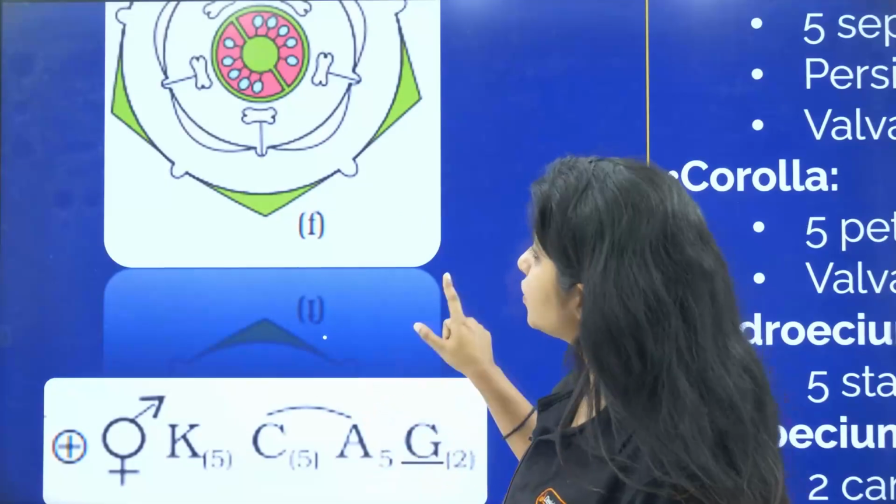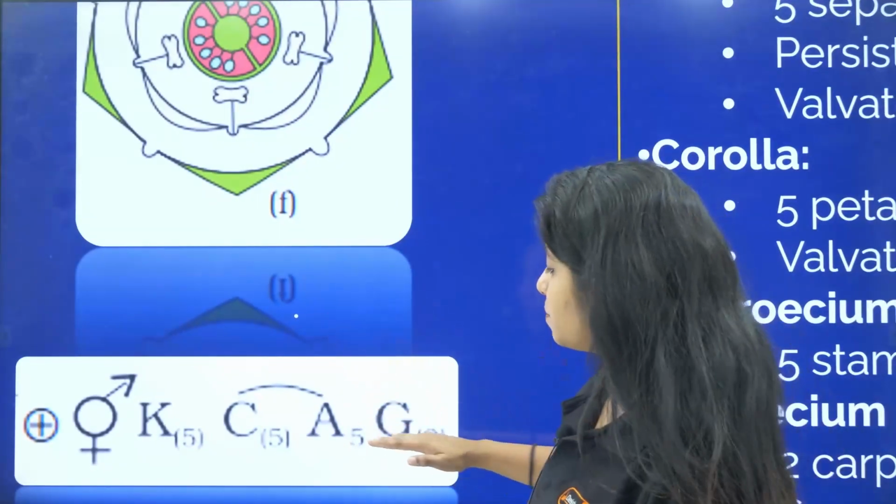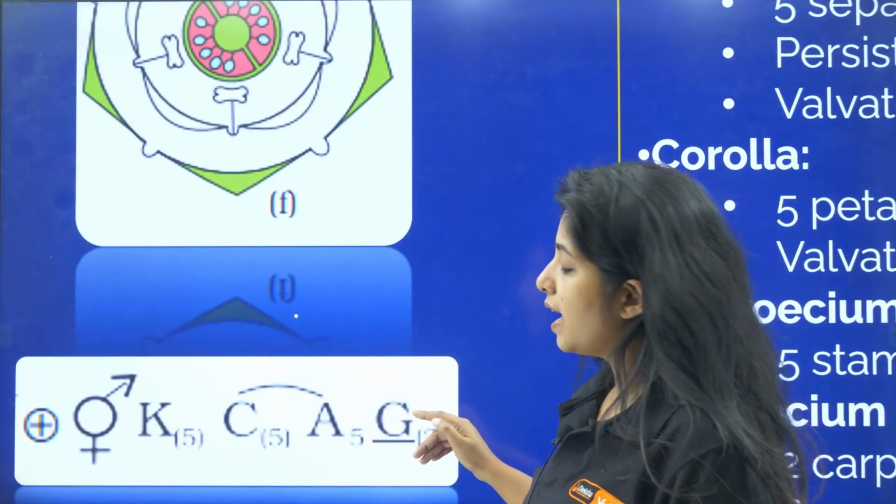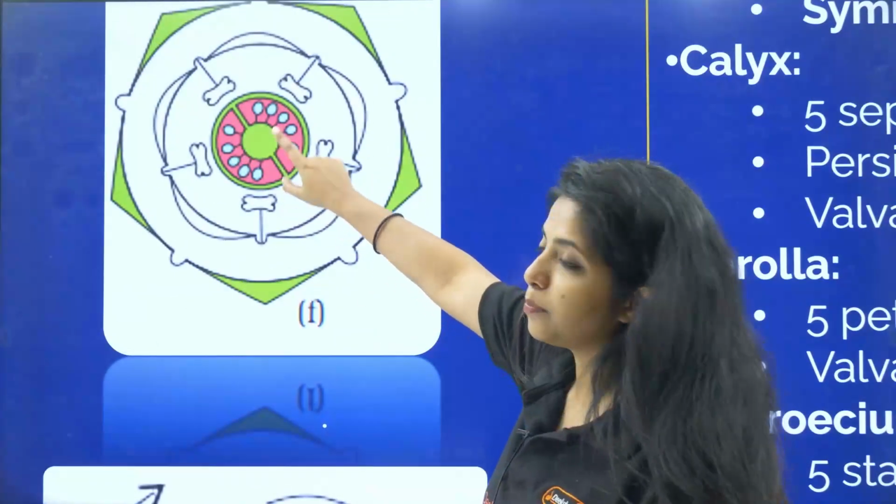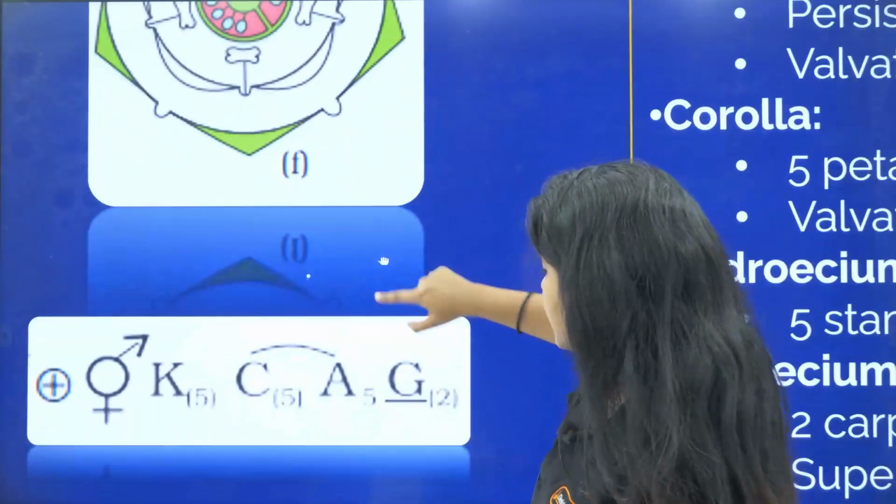Now talking about the gynoecium, it represents a superior ovary, and again you have 2 carpels, my dear children, and the 2 of them are fused.